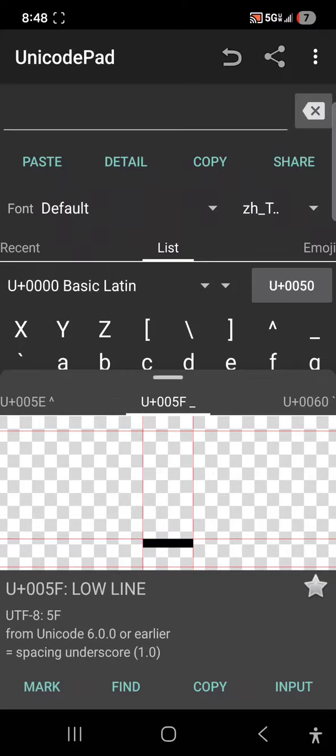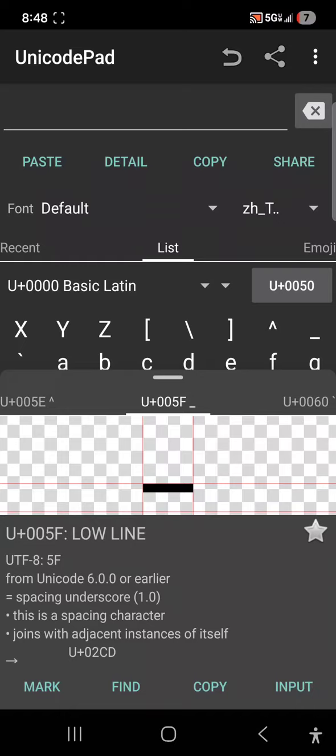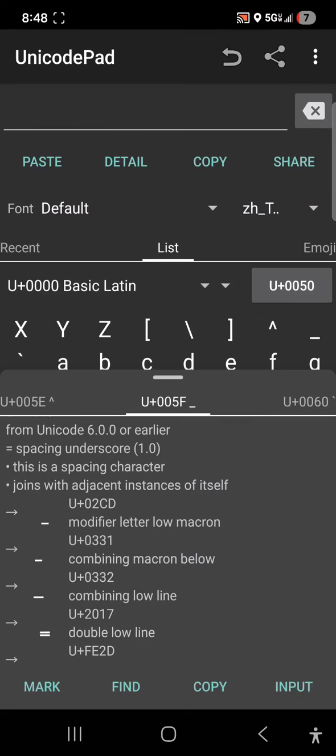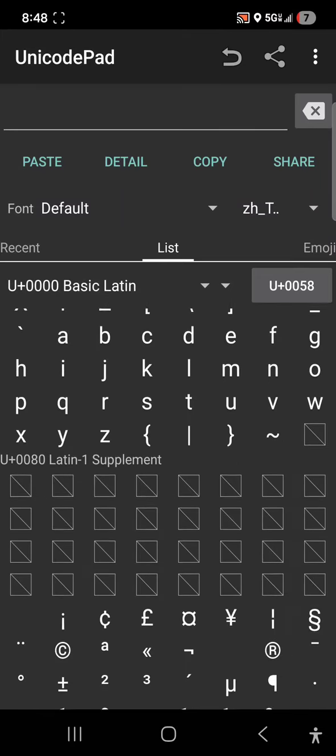This is the low line. It was called the spacing underscore in version 1.0. It is another spacing character and it can technically be another accent. It also joins adjacent instances of itself.